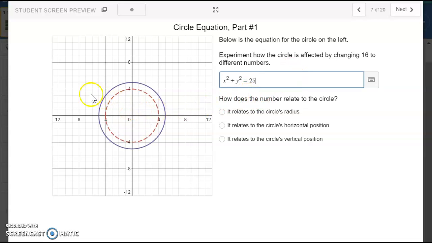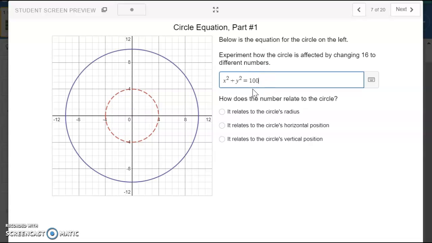Okay, the red was original. Now we've created a bigger circle. Okay, what if I made it bigger, like 36? Okay, it got bigger and bigger and bigger, right? I can make it 50 and it's bigger. So the bigger the number on the right hand side, it seems to make the circle much bigger. So I'm going to go to 100. Okay, so that's going to be much bigger.